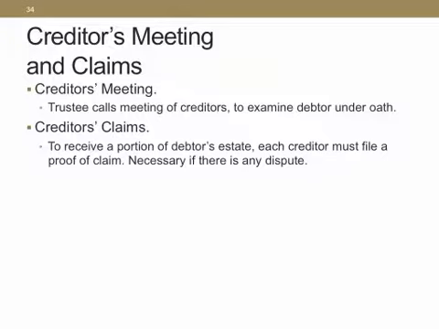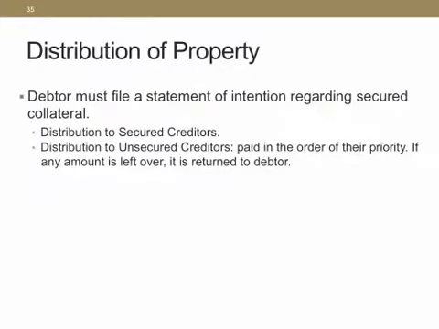Creditors are claiming a portion of the debtor's estate, and each creditor must file a proof of that claim. Basically, if they don't file proof of the claim, then there's a problem later when they attempt to go after the assets of the debtor and they fail to respond. The debtor needs to file a statement of intention regarding the secured collateral.